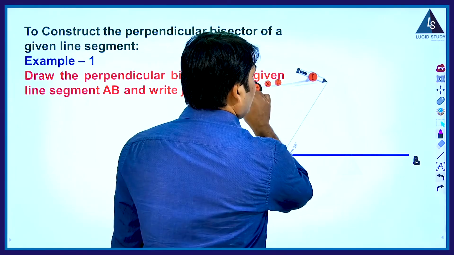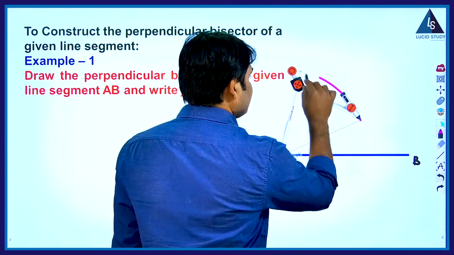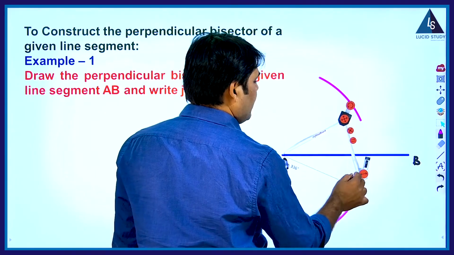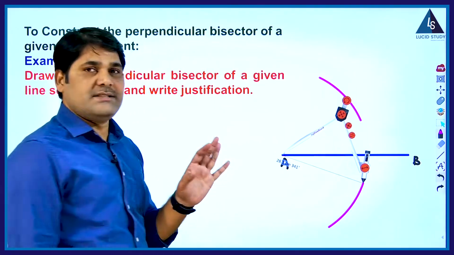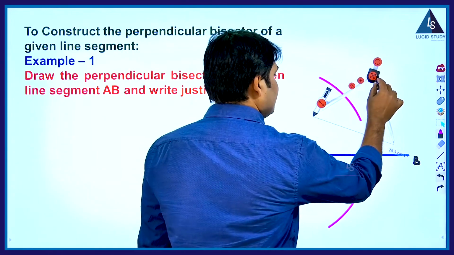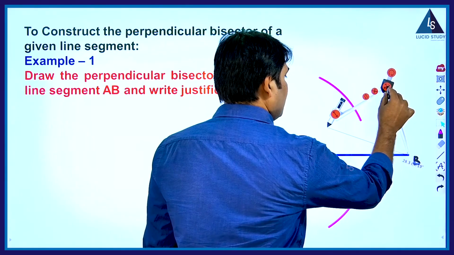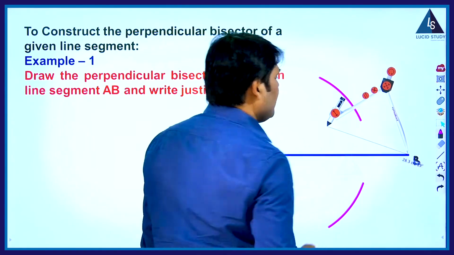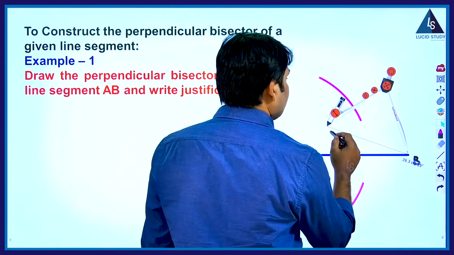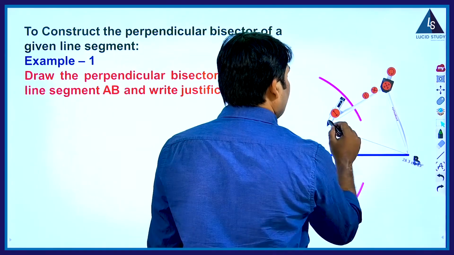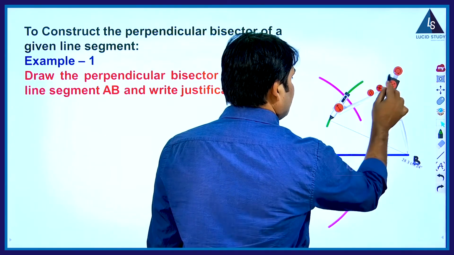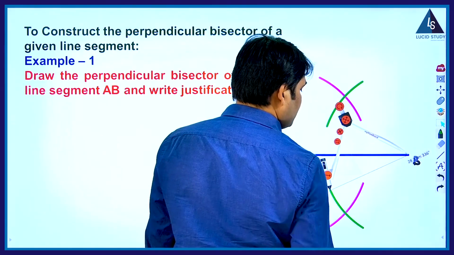Now draw an arc on both sides, this side one and this side one. Now without changing the measurement, keep your compass needle on B. That means you are making B the center. So by taking B as center, cut these two arcs. Okay, cut these two arcs. So once I have cut like this, now without changing the measurement, cut this arc also like this.